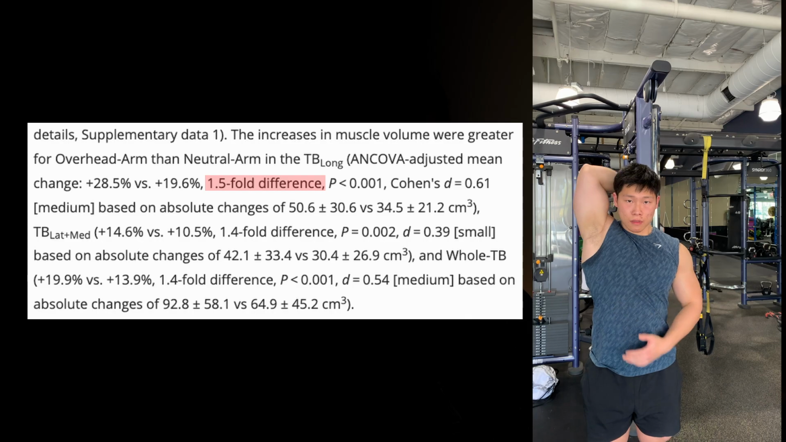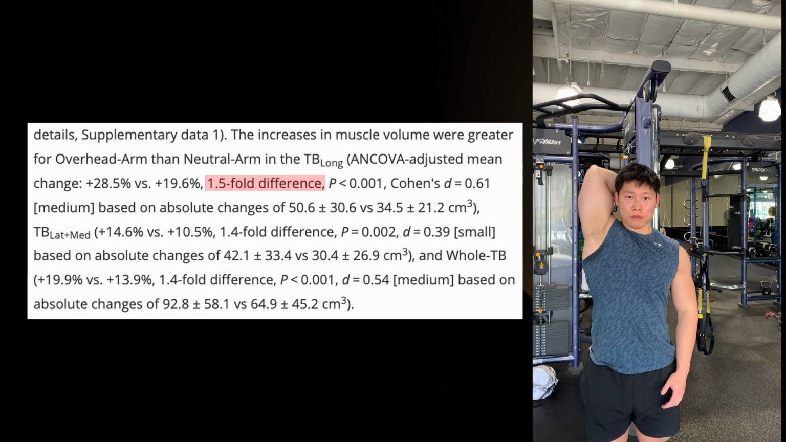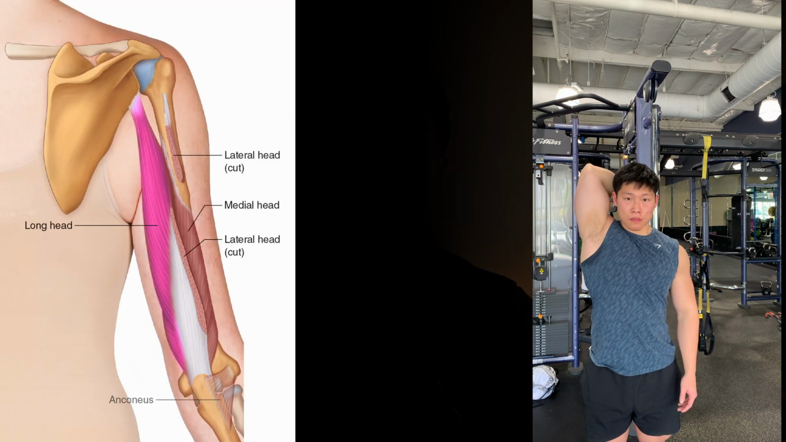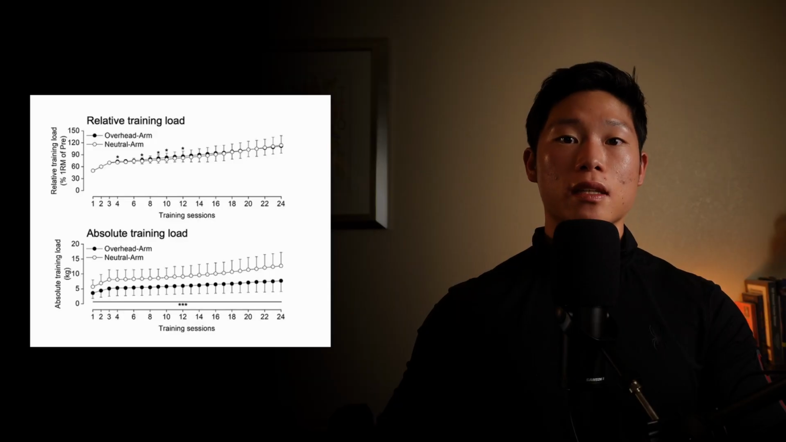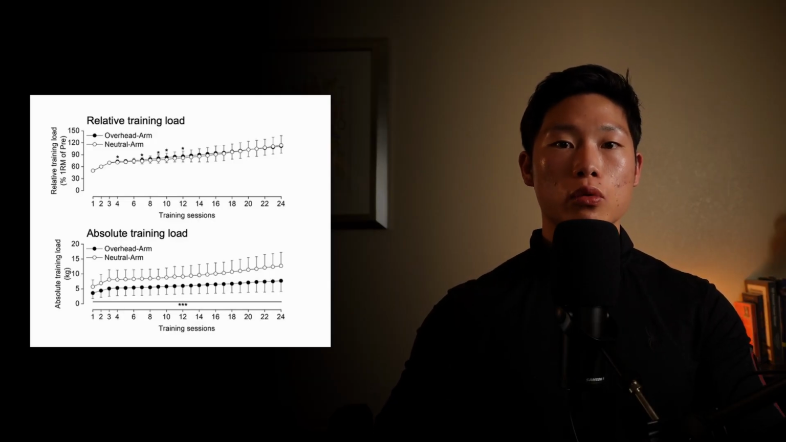If we use the information from the other 2 studies and apply the concept of stretch-mediated hypertrophy, the overhead tricep extension should have the better result. So what actually happened? After 12 weeks, the overhead arm experienced about 1.5 times more growth, and not just the long head of the triceps, but all 3 heads of the triceps. More surprisingly, the overhead tricep extension saw better results even with lower absolute loads lifted.